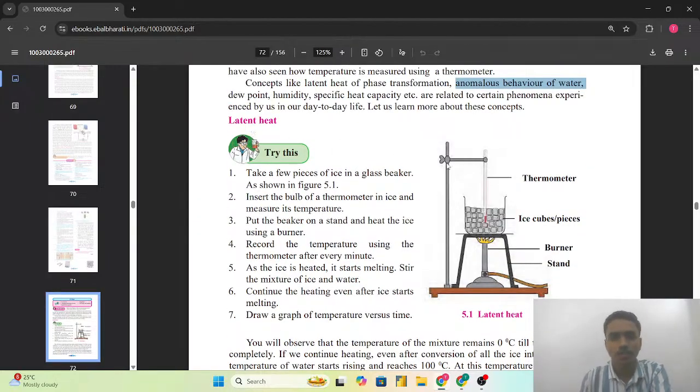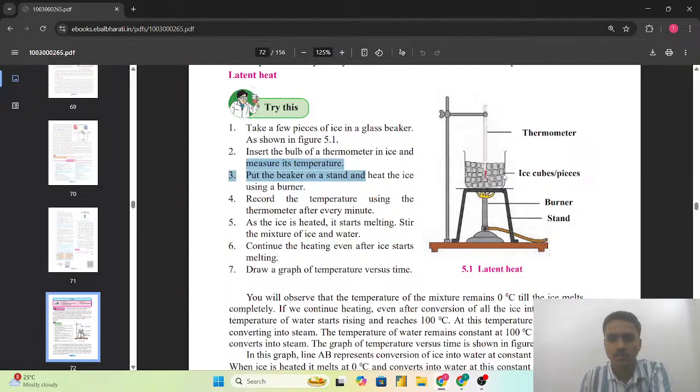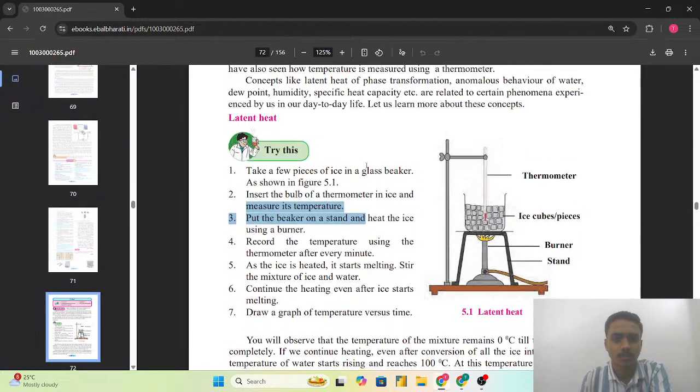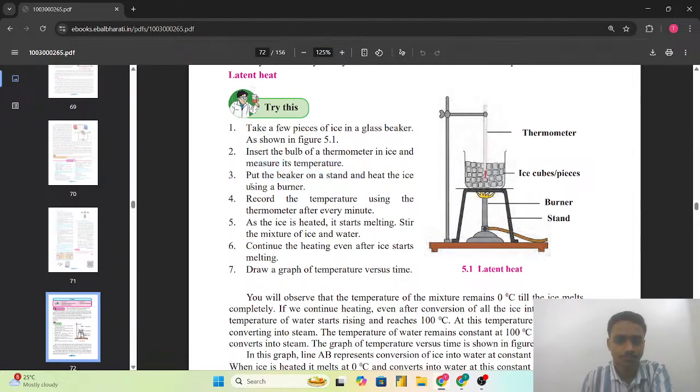Again, we are given one activity. What is that activity? Try this. Take pieces of ice in a glass beaker as shown in figure 5.1. Insert the bulb of a thermometer in the ice and measure its temperature. Then put the beaker on the stand and heat the ice using the burner. We have to take the Bunsen burner and heat that container filled with ice.